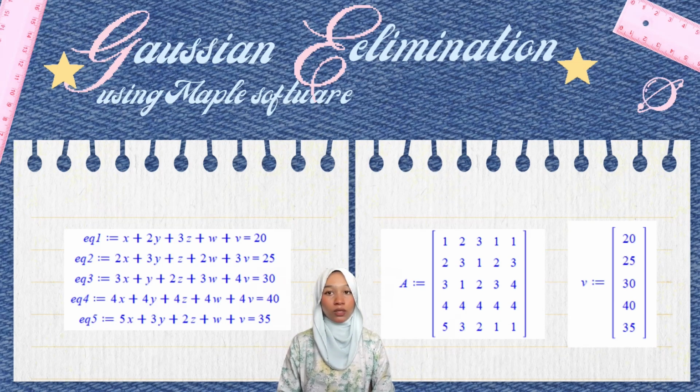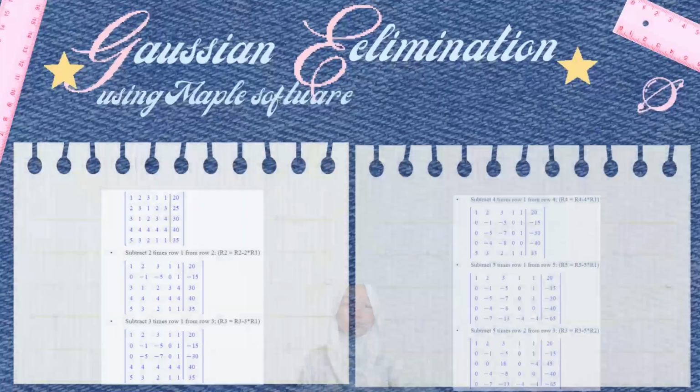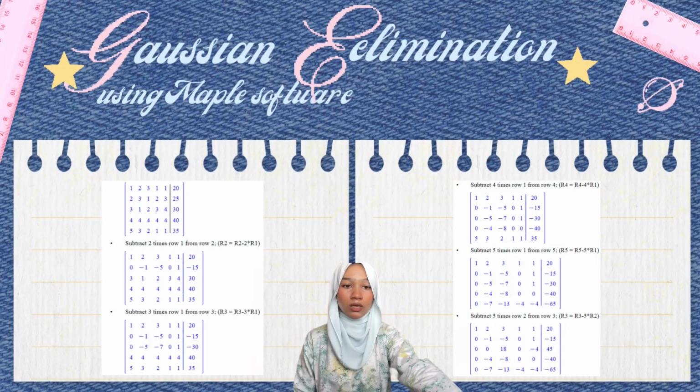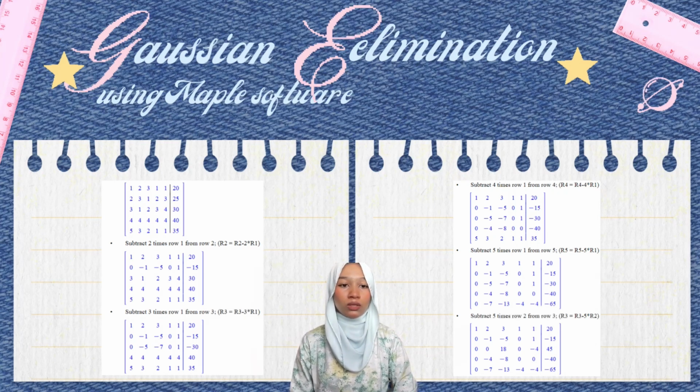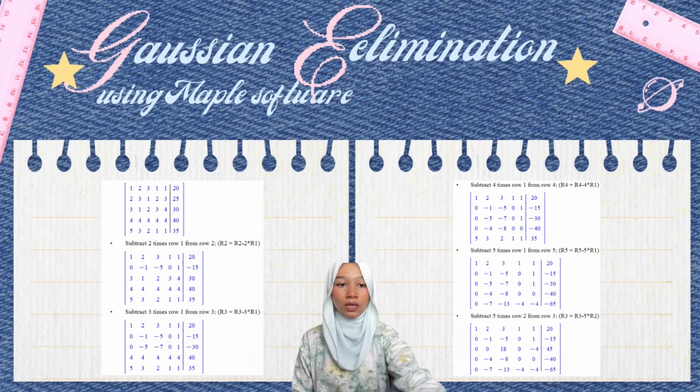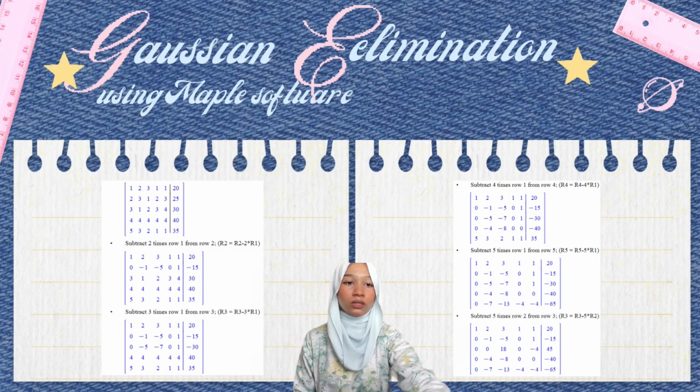From the equations, we will get matrix A equals 1, 2, 3, 1, 1, 2, 3, 1, 2, 3, 3, 1, 2, 3, 4, 4, 4, 4, 4, 4, and lastly 5, 3, 2, 1, 1. And then matrix V equals 20, 25, 30, 40, and 25. Then we have to augment matrix A with matrix V, which gives us 1, 2, 3, 1, 1, 20, 2, 3, 1, 2, 3, 25, 3, 1, 2, 3, 4, 30, 4, 4, 4, 4, 4, 40, and 5, 3, 2, 1, 1, 25. And then we have to reduce it to the row echelon form.